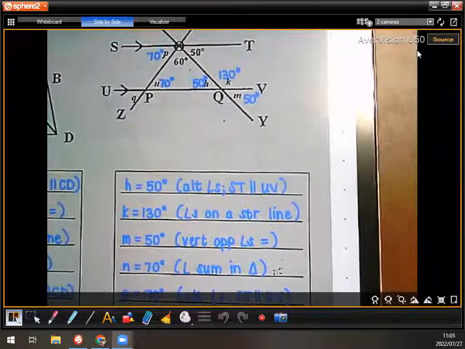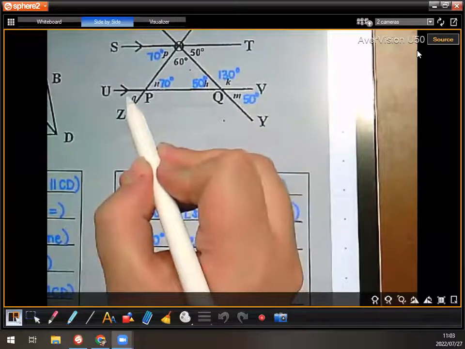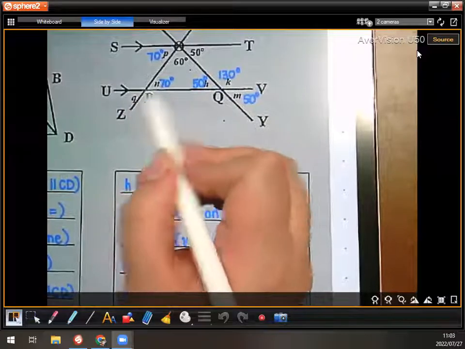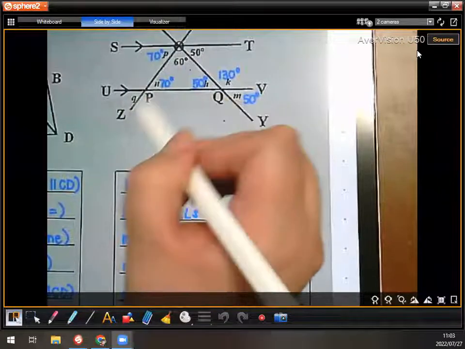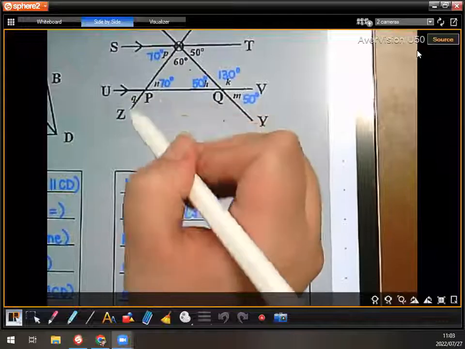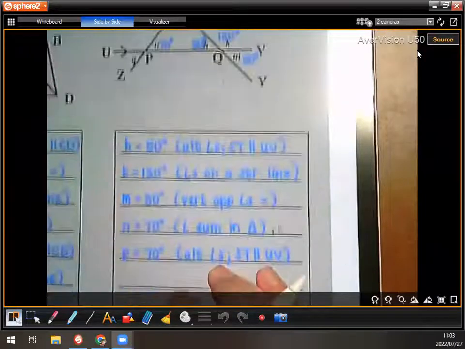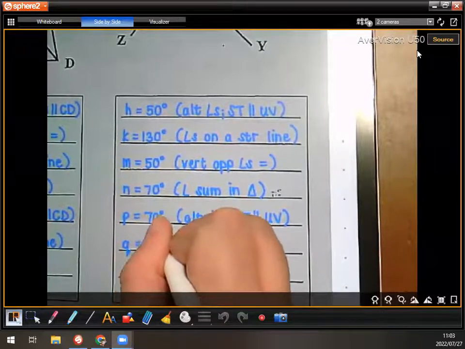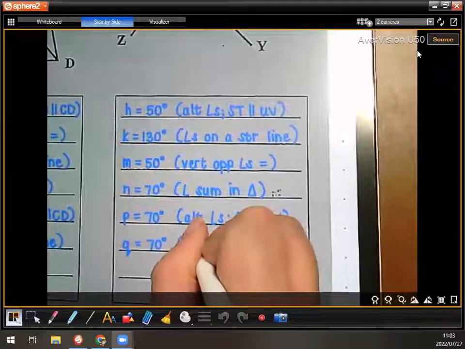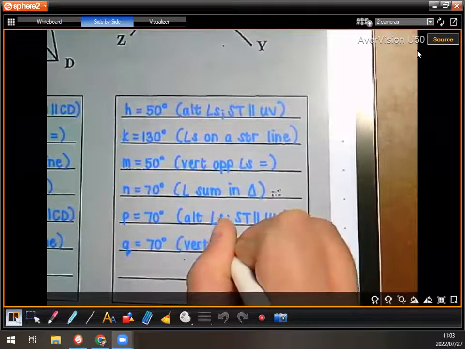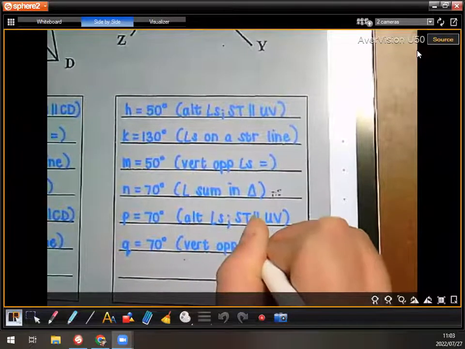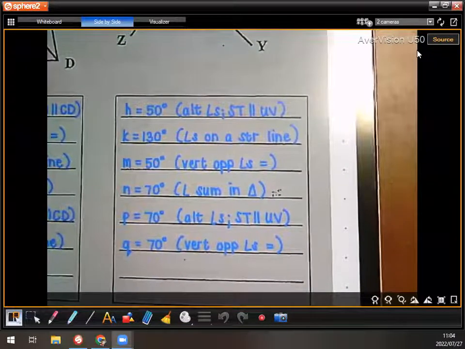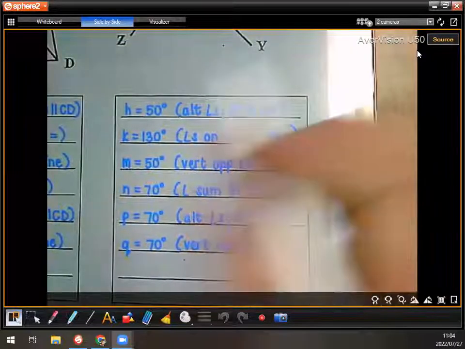Okay, last one. I'm almost there, guys. Q, this one over here. What's the 70 there? Corresponding angles or alternate angles. Yeah, there's an F shape there as well. Corresponding angles is the one that I'm going to write down. So Q is 70 degrees. Okay, that one would also be out of 12 marks, guys.